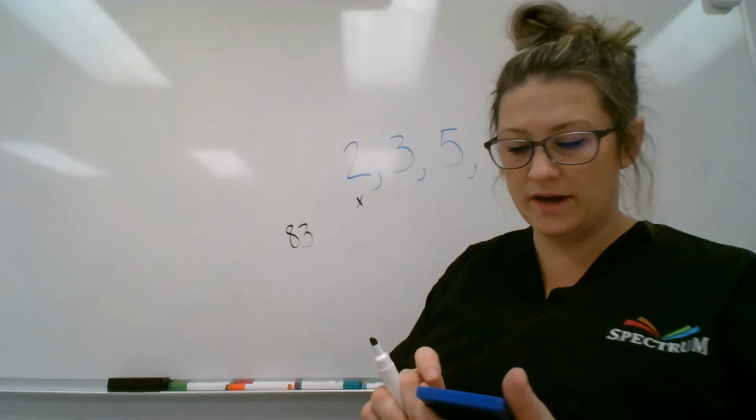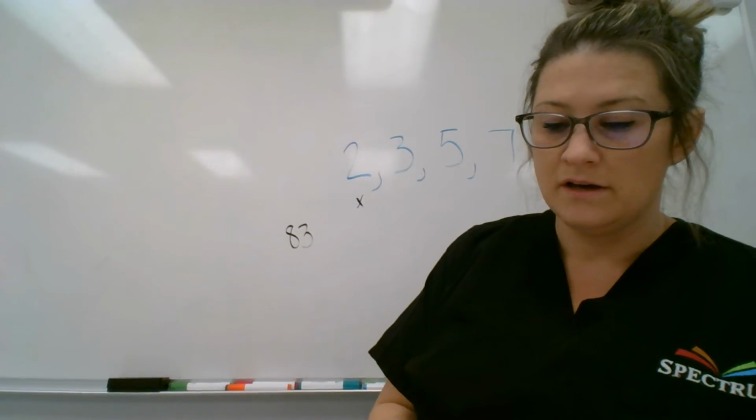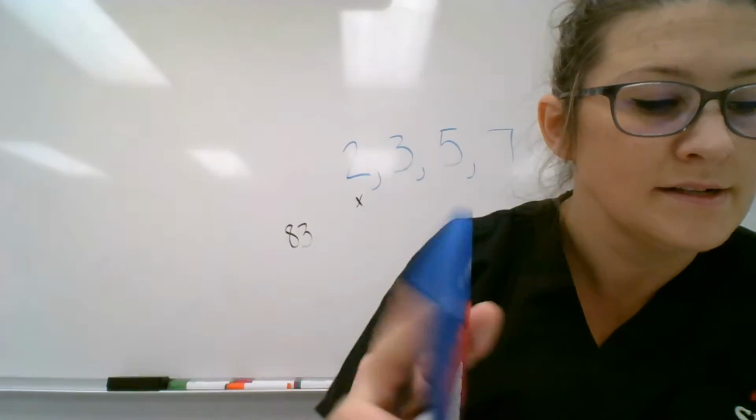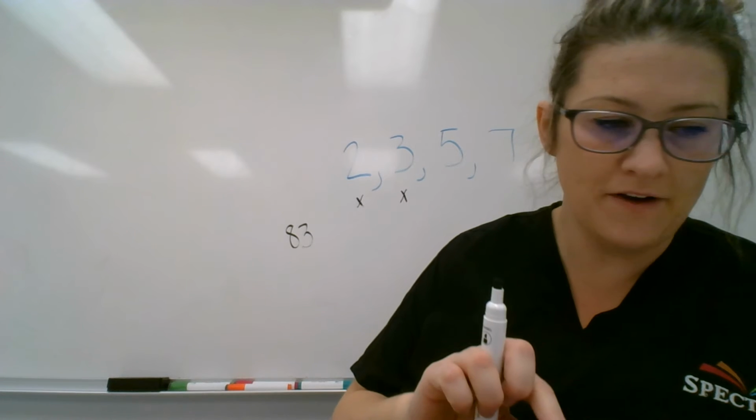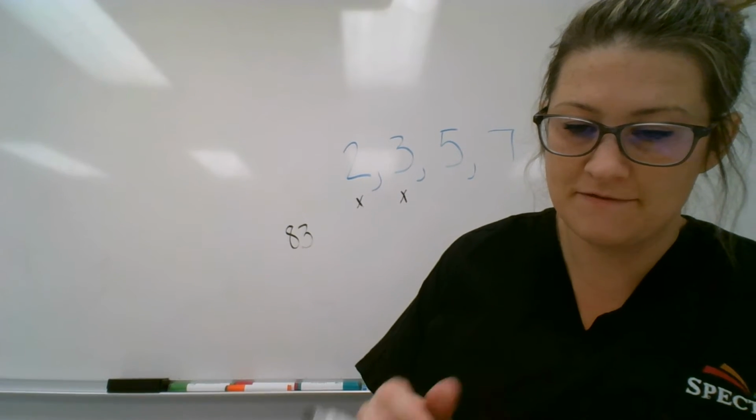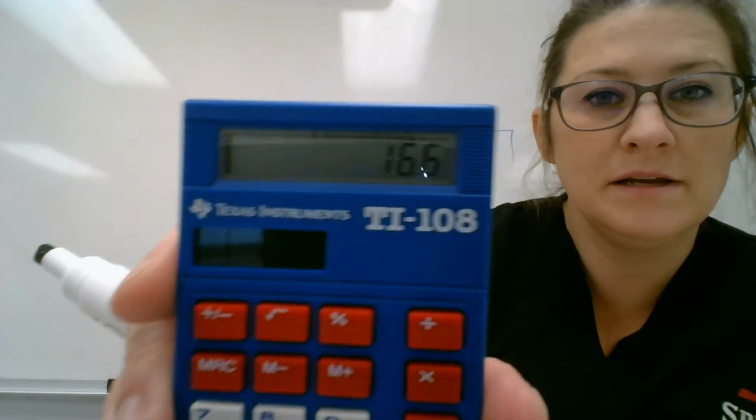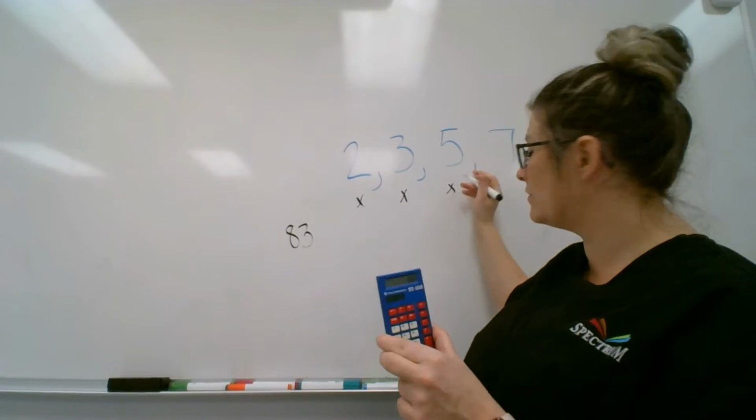2 didn't go into it. 83 divided by 3 equals 27.6 repeating. Does 3 go into it? No. Let's do it by 5. 83 divided by 5 is 16.6. Does 5 go into it? No.